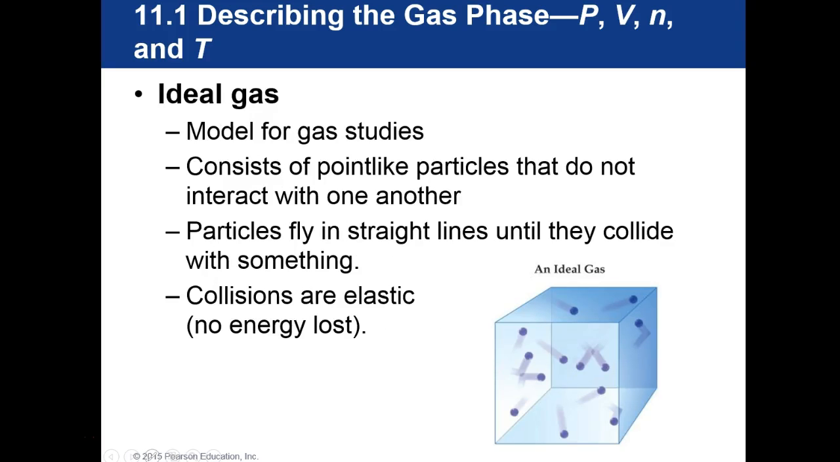So we look at an ideal gas. It's a model for gas studies. It consists of point-like particles that do not interact with one another. Particles fly in straight lines until they collide with something, and collisions are elastic. No energy is lost. So as you can see, the gas in this box, they're bouncing off the sides of the walls, but they keep moving.